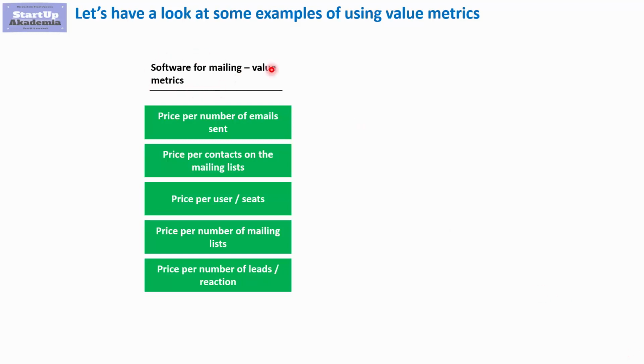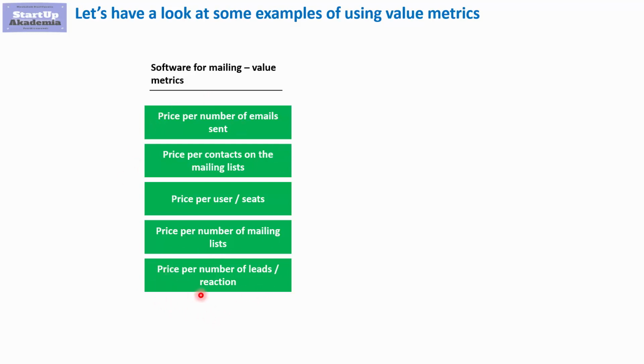Finally, let's have a look at how you can achieve dynamic pricing using value metrics. In other words, metrics that are designed to estimate what value you as a customer get from using the product. So if you were software for mailing, these are the types of value metrics that you can use. You can be charging your customer using price per number of emails sent or price per contacts on the mailing lists. There are also software providers that have price per user or seat or price per number of mailing lists. Finally, you can have also price per number of leads reaction to the mails you have sent.